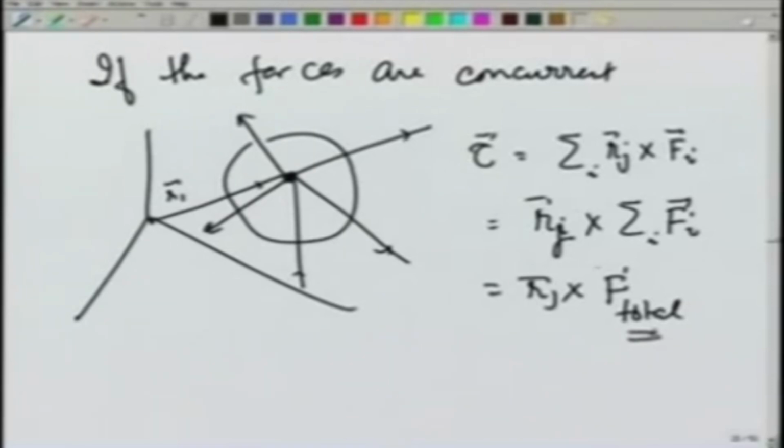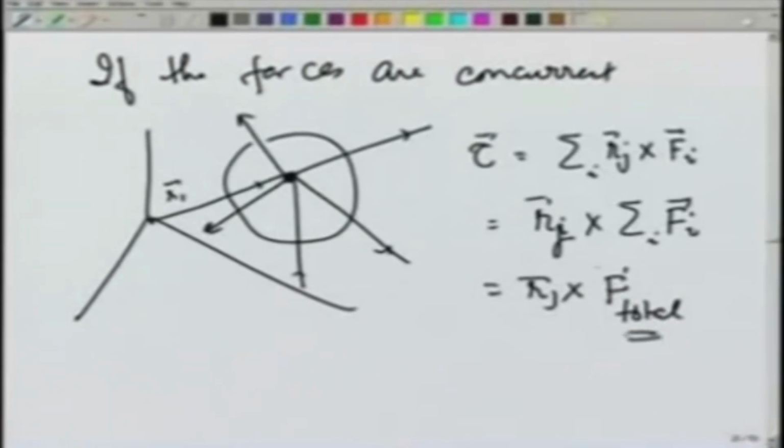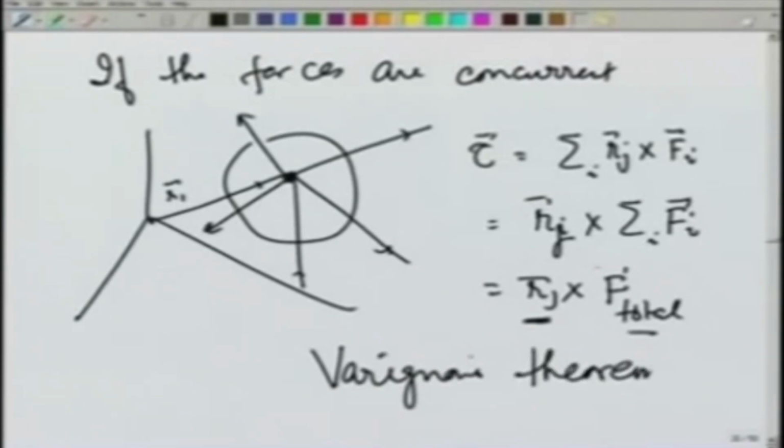So, if all the forces meet at a certain point, the torque due to all the forces is equal to the torque of the total force cross with the direction up to that point. This is known as Varignon's theorem, and it is true only when all the forces are meeting at a certain point.